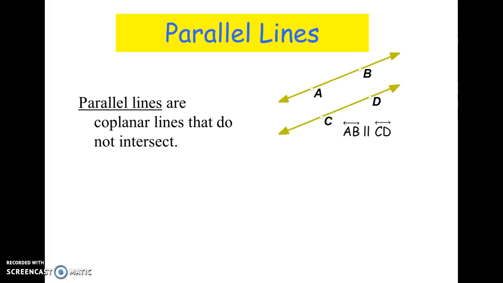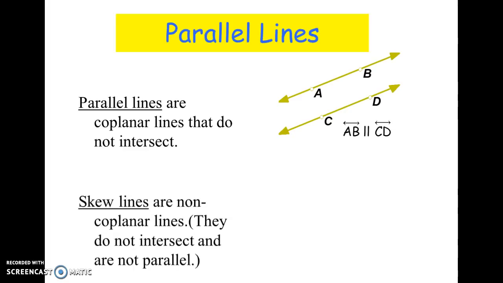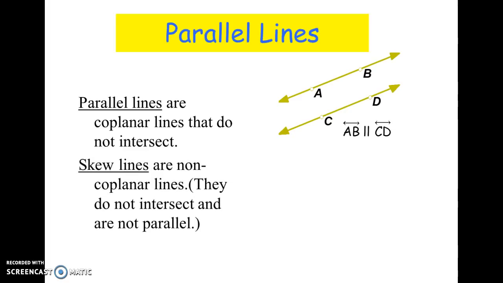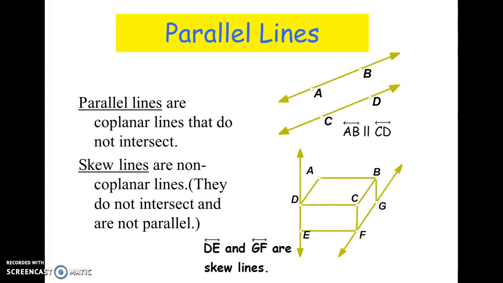Why we have to say that they're in the same plane is because of this. Skew lines are non-coplanar lines. They do not intersect, just like parallel lines, but aren't parallel. So if you look at this picture, line DE and line GF, those are definitely not parallel, but they also don't intersect because they're in different planes.